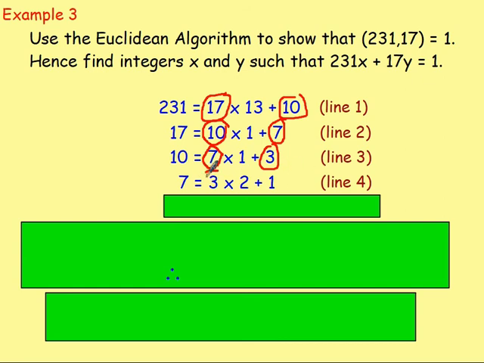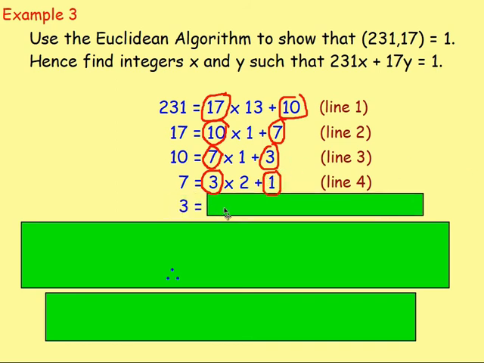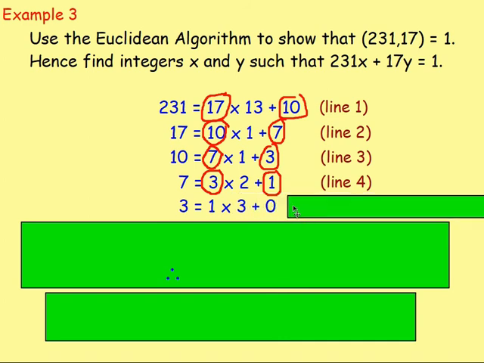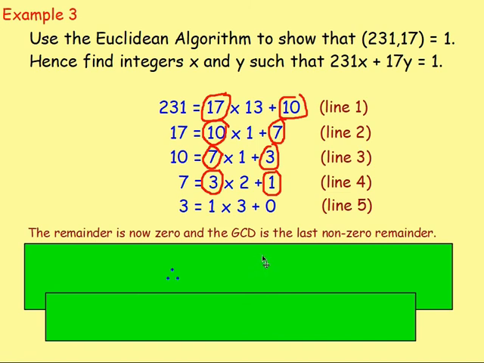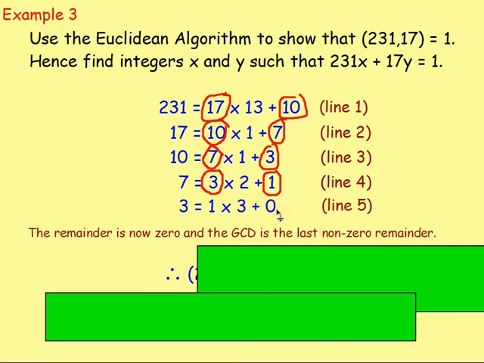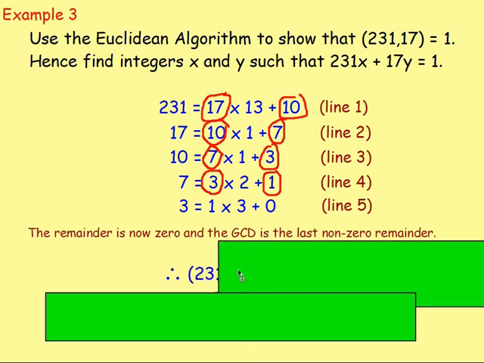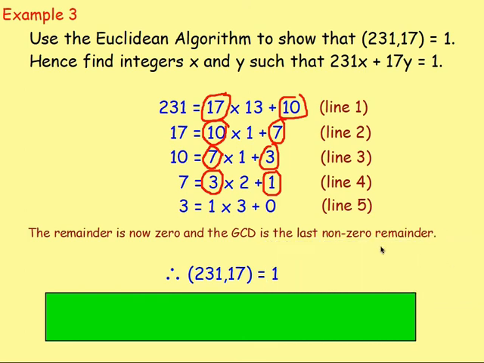After that, we would take the 3 and we write that in terms of the new remainder, which is 1. So we have 3 equals 1 times 3, and you would have a remainder of 0. We can now stop. We've got a remainder of 0, and we call that line 5. Because the remainder is 0, we stop, and the greatest common divisor is the last non-zero remainder. You can see all the remainders here: 0, 1, 3, 7 and 10. The last one that wasn't 0 was 1. So that is us proving that the greatest common divisor of 231 and 17 is 1.